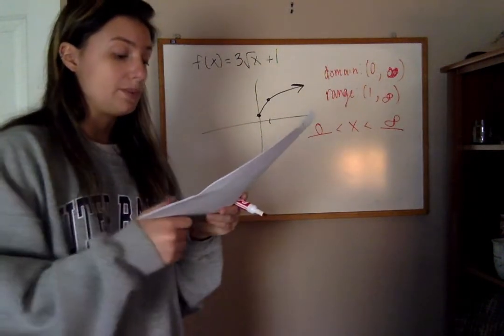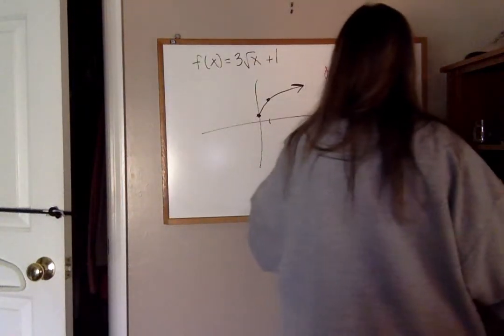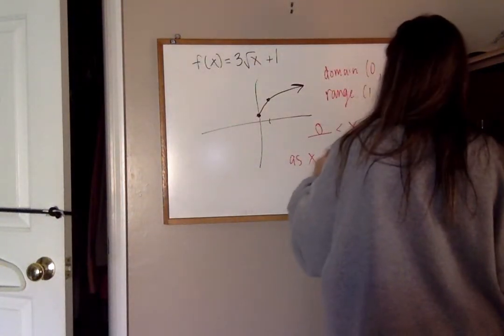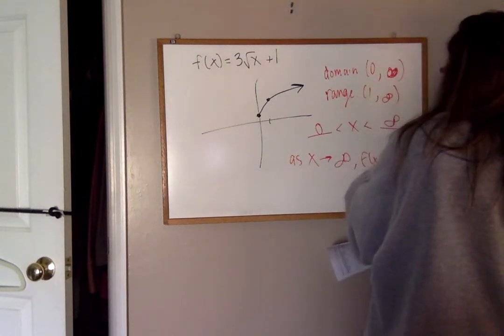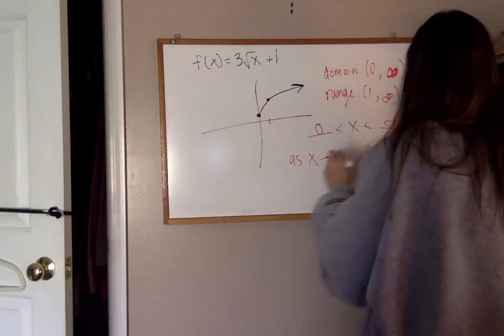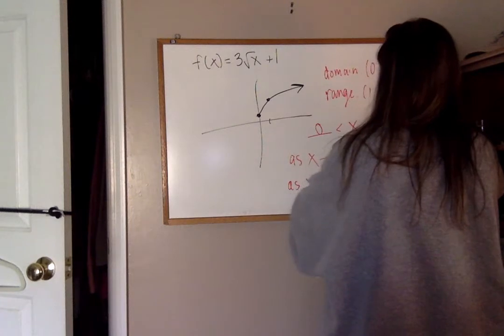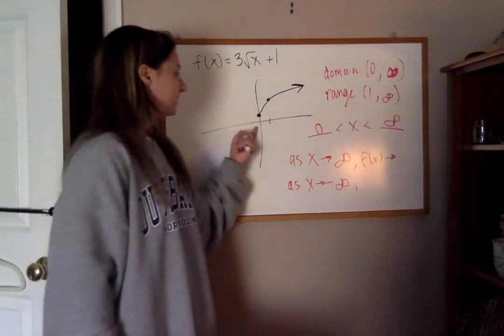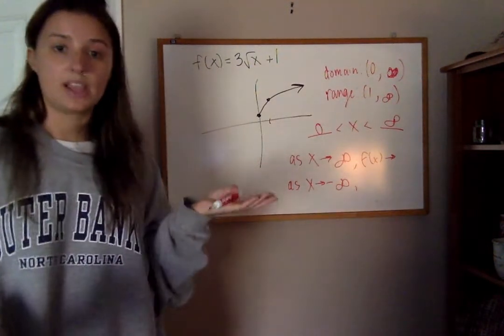And then end behavior, remember that's the as x approaches infinity, what are the y's doing? And then the second line here is supposed to be as x approaches negative infinity, what are the y's doing? But we don't have any x's in the negative area here, so I just left that one blank.